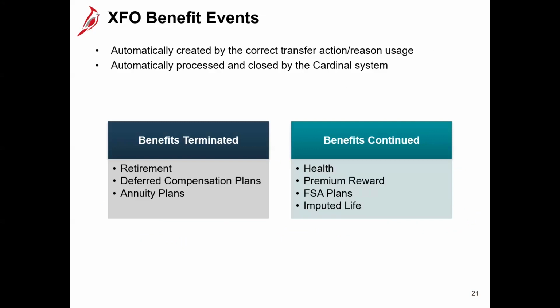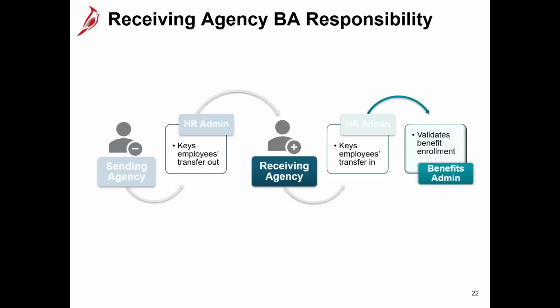Now let's talk about that XFO event and what it's doing to make sure we all understand. So again, that XFO event is automatically created when the correct transfer out action reason is used, and it's automatically processed again by the system and closed. Now, when that event is processed and closed, it is going to terminate retirement, deferred compensation, and your annuity plans. And it will continue your health, premium rewards, FSA, and imputed life. All right.